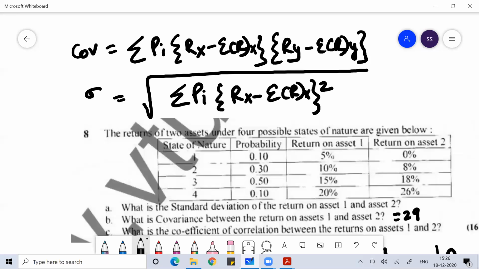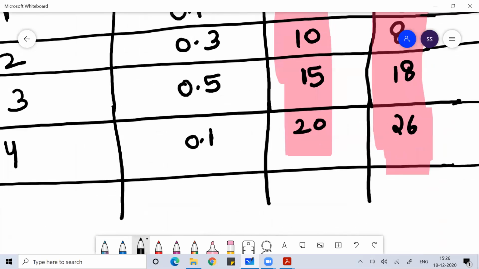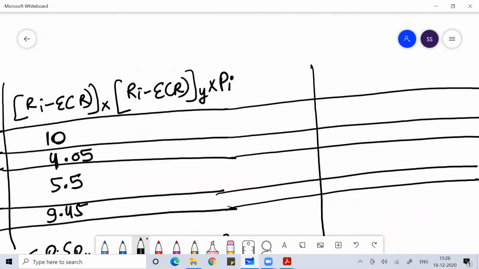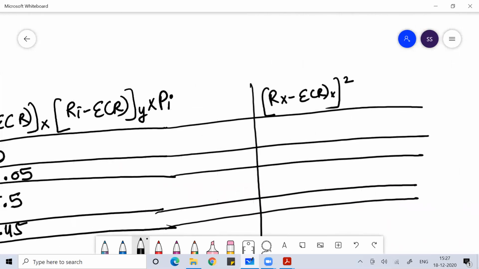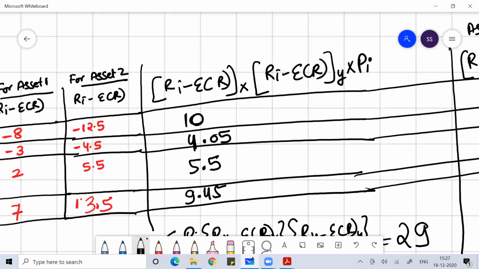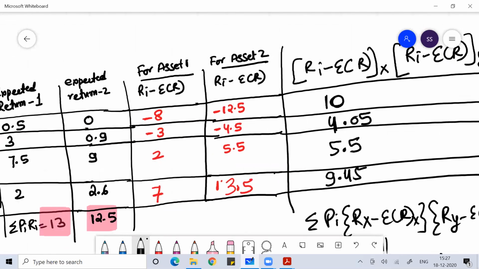Okay, everyone. So let's do the standard deviation calculation. Rx minus ERx, do the square of that. This we are doing for asset 1, that is X only. Similarly, I'll do for asset 2: Ry minus ERy square. Okay, do the square of them. Everyone is writing everything, no? Asset 1, just do the square of this.